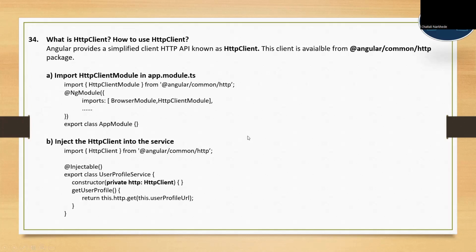To inject HttpClient into services, you have to import HttpClient from @angular/common/http, and you have to inject it into the service constructor so that you can use that to call the web API. In web API we have get, put, post, delete methods. So HttpClient helps you to call the web API methods.